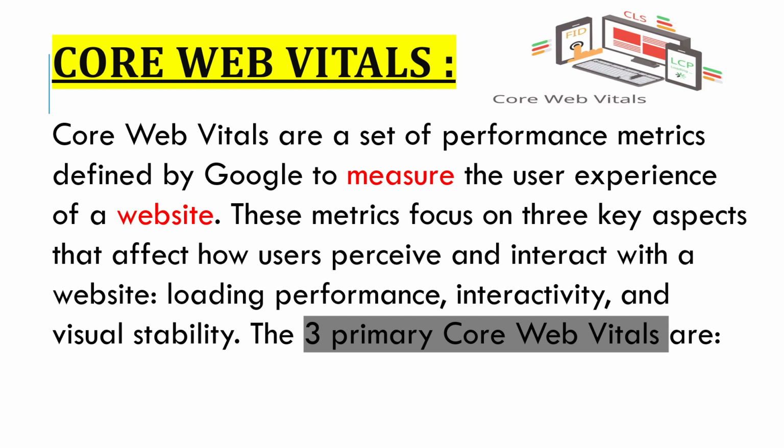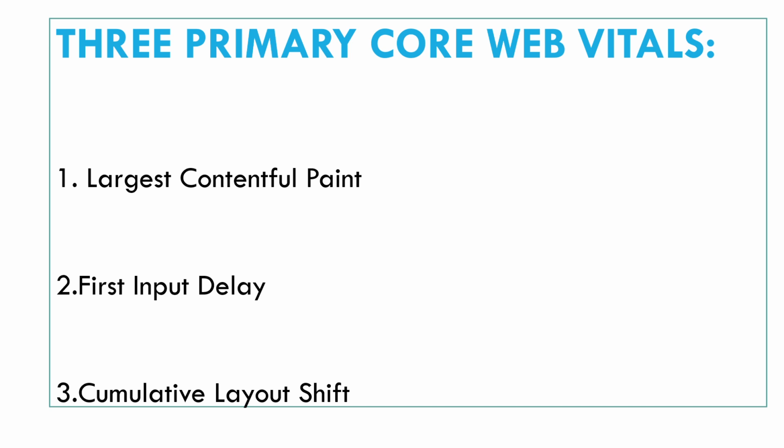Core Web Vitals measures the performance of a website through Google's view of the user experience of a website. These metrics focus on three key aspects: loading performance, interactivity, and visual stability. The three primary Core Web Vitals are Largest Contentful Paint, First Input Delay, and Cumulative Layout Shift.